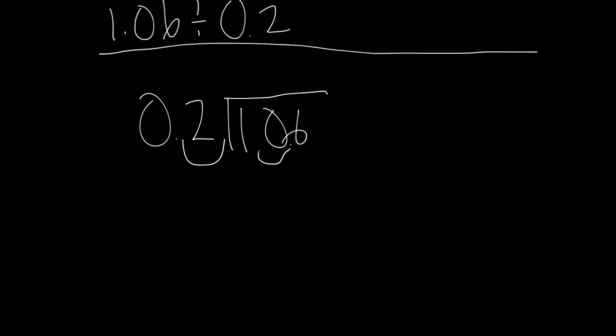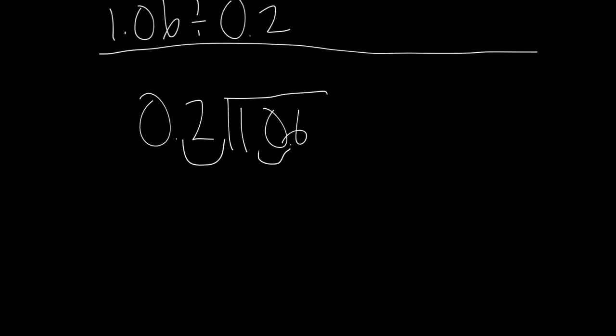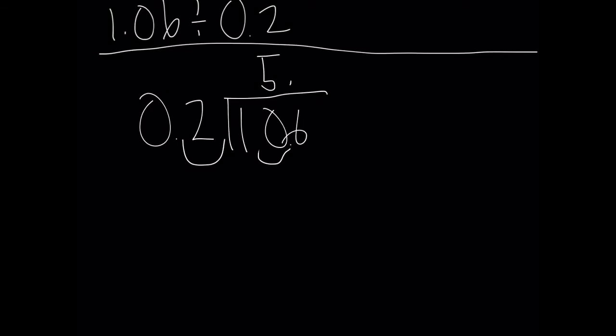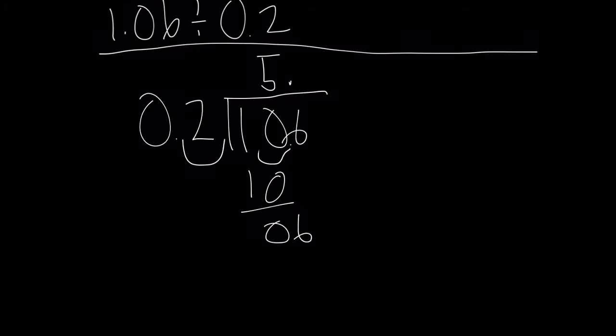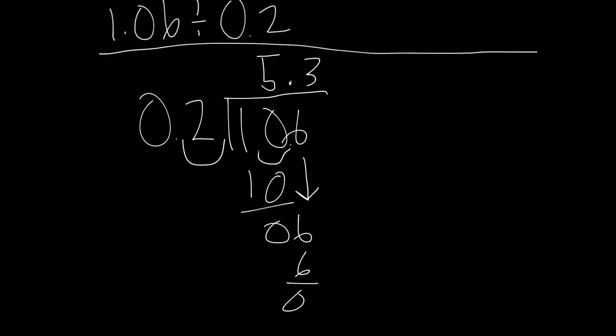Okay. Now you divide. So 2 divided by 10 is 5. Bring up the decimal. So 2 times 5 is 10. 0. Then bring down the 6. 2 divided by 6 is 3. Goes in even. So your answer is 5.3.